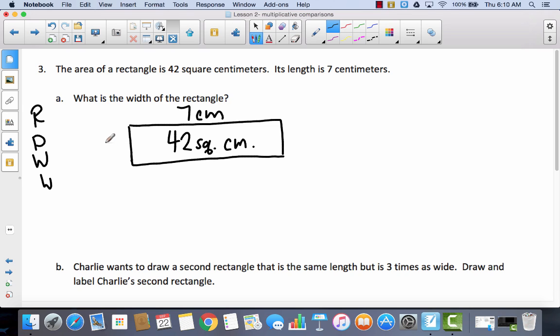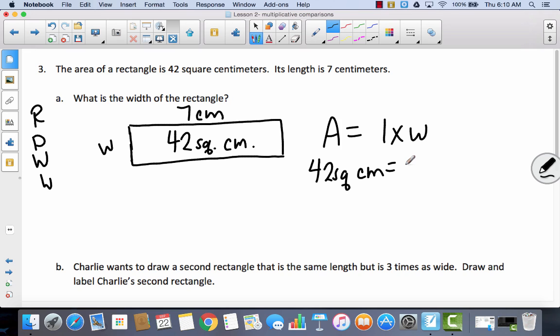And I'm trying to figure out X or B or whatever you want to call it. In this case, maybe it might be better to call it width since we're already using a multiplication symbol. So remember that to find the area, it is length times width. Well, we know that the area is 42 square centimeters, and we know that the length is 7 centimeters, so we're trying to figure out what is W. Well, what times 7 is going to equal 42? This is where it really helps to know your multiplication facts.